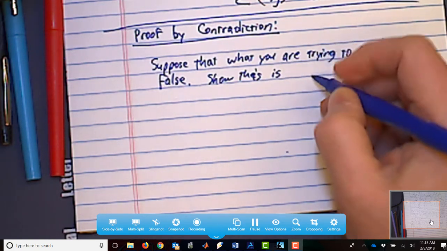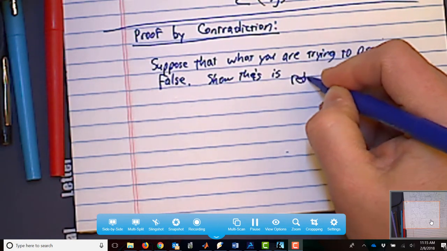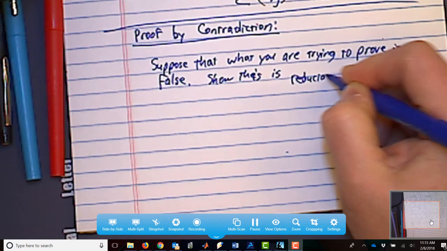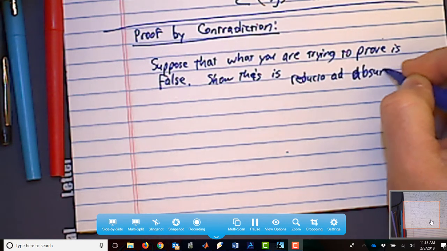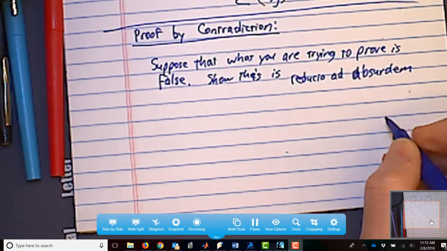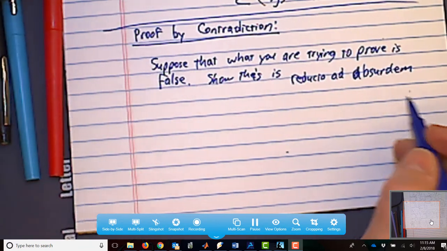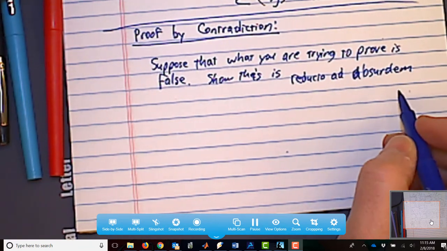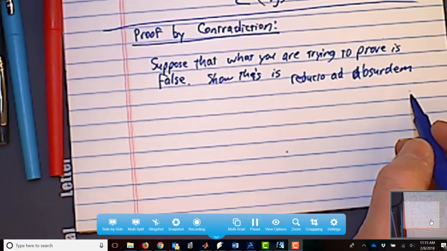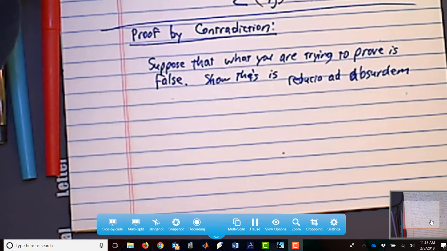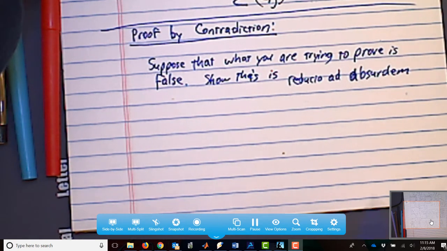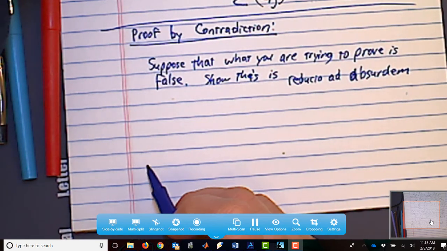This is, and I'm going to use the Latin, reductio ad absurdum, just because I can't say it better than that. Reductio ad absurdum, reduced to absurdity. You show that if it were false, you'd get something totally illogical. Therefore, it's true. So that's the idea of a proof by contradiction.